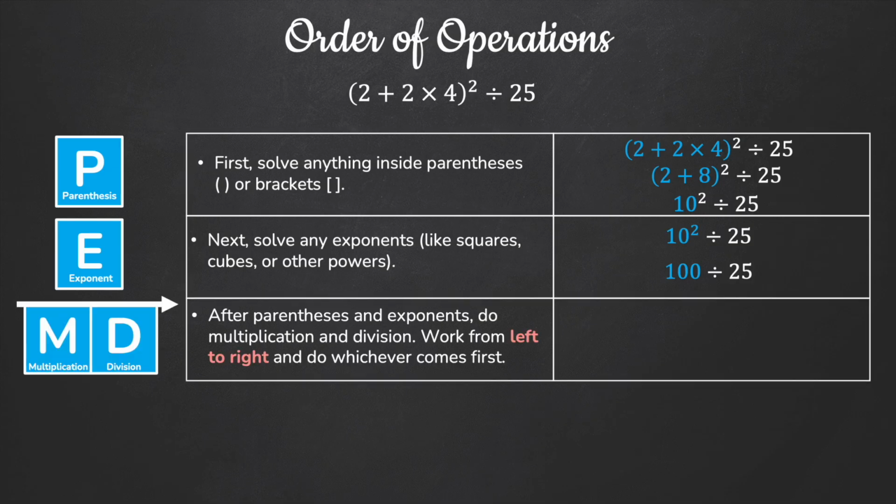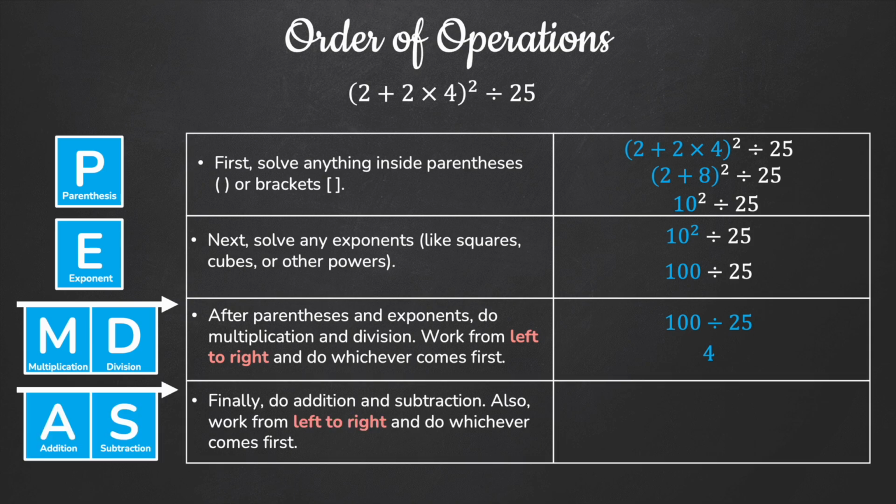Next, we have multiplication and division. And our problem only has division, so we're going to go ahead and divide. 100 divided by 25 is equal to 4. Remember that if we did have multiplication and division, we would just do whatever comes first in our expression. So we work from left to right. And then finally, there's addition and subtraction. Now, we've already evaluated our expression completely, so there's no more addition or subtraction that we could do.